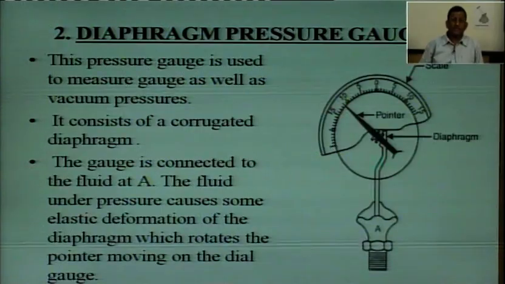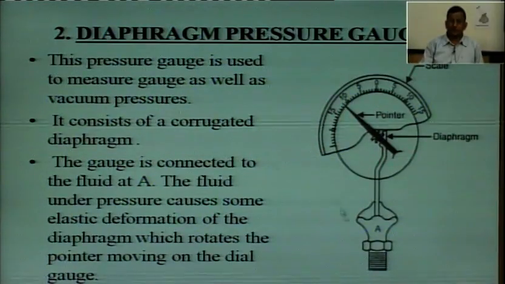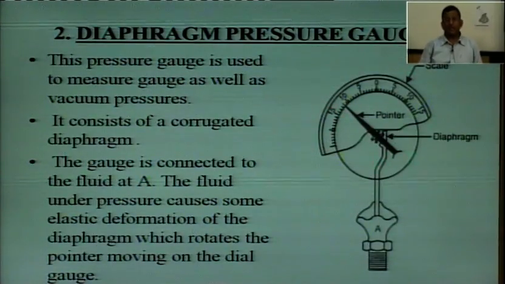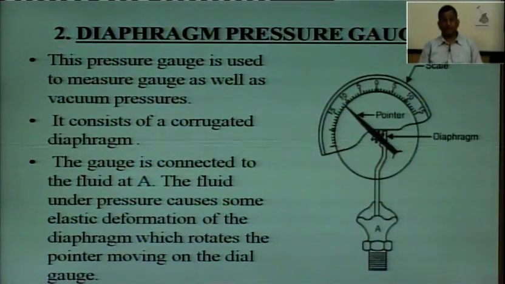And the second one is the diaphragm pressure gauge. So this is the figure of a diaphragm pressure gauge. This pressure gauge is used to measure the gauge as well as vacuum pressure. We can use it for both positive pressure and negative pressure. It consists of a corrugated diaphragm. This is a diaphragm, a corrugated one.